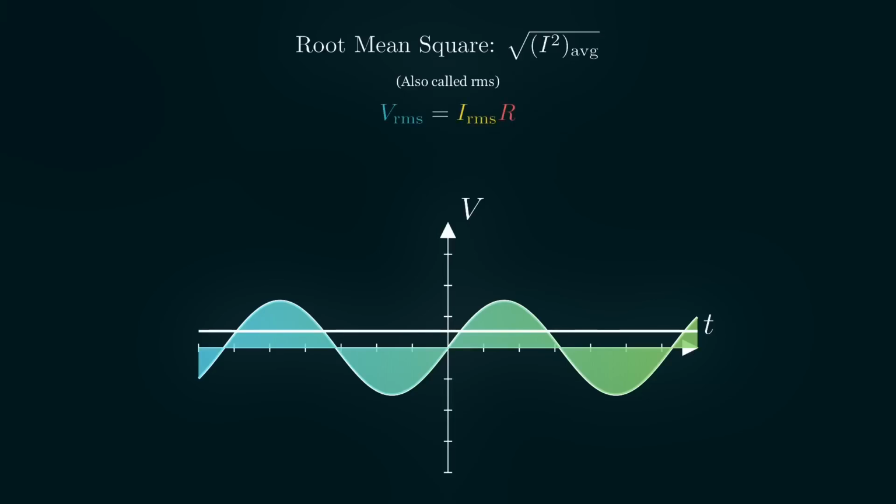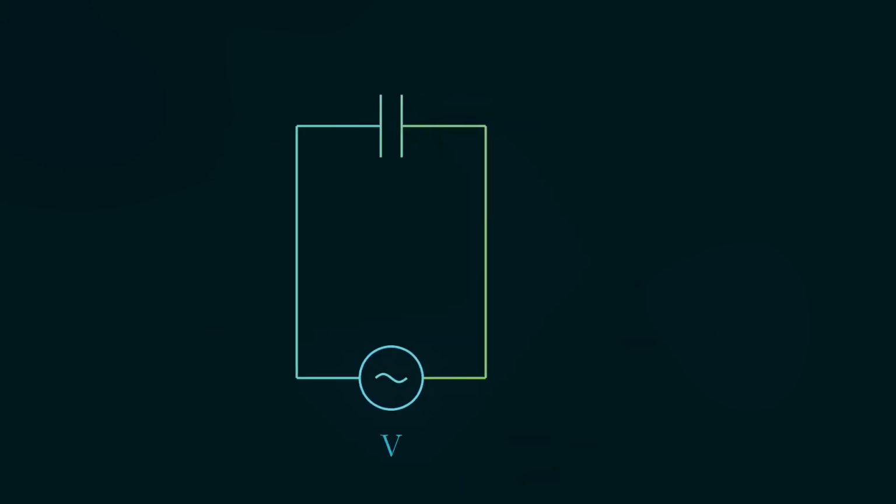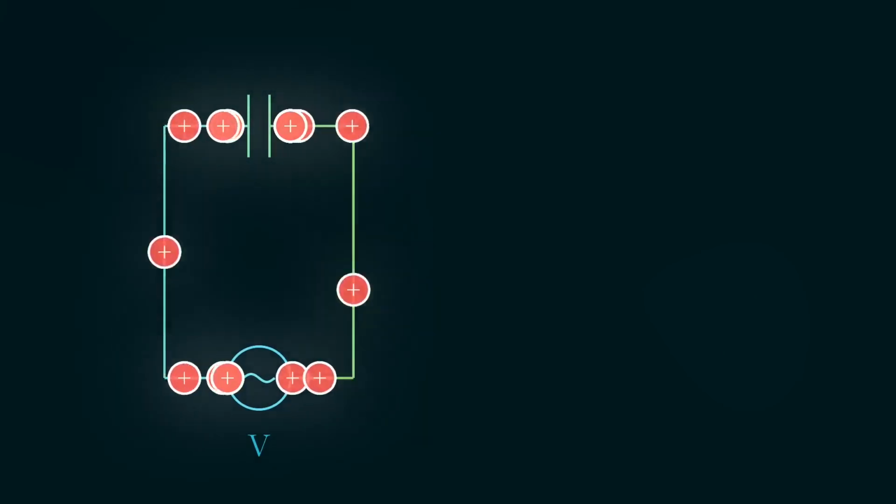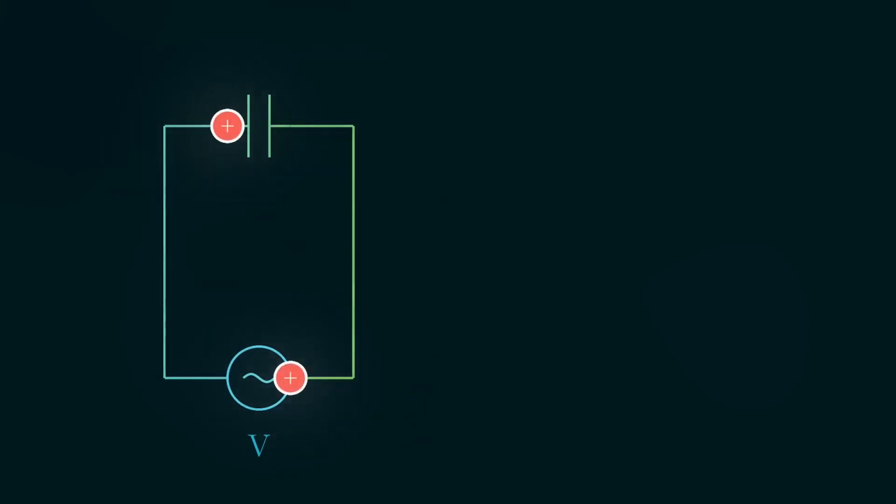Ohm's law and the power equation are going to work just fine if you use the root mean square quantities of everything. But what if I have a capacitor? Well, in a low frequency situation, the capacitor is going to get to charge up, so it's going to oppose the current flow a lot of the time.